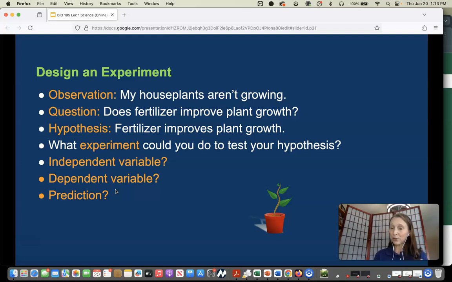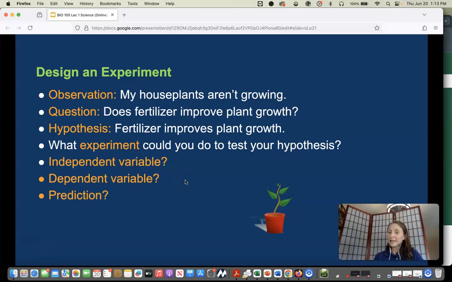So you need to come up with your independent variable. In this case, your independent variable is pretty easy. You would vary fertilizer. That's what you would vary, so that's your independent variable, fertilizer. And your dependent variable in this case is plant growth, what you're going to be measuring. That's going to depend upon whether or not it has this independent variable, fertilizer or no fertilizer.